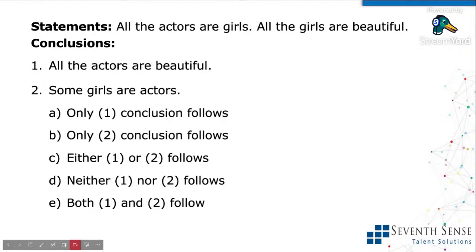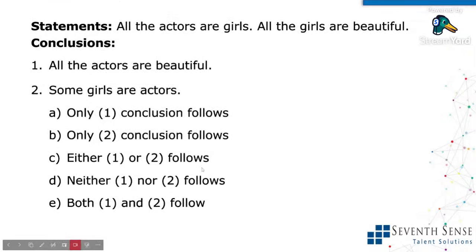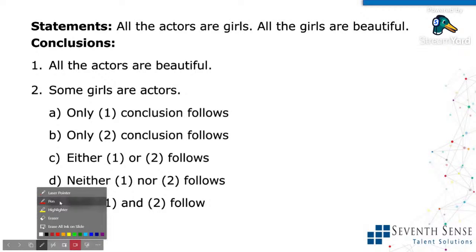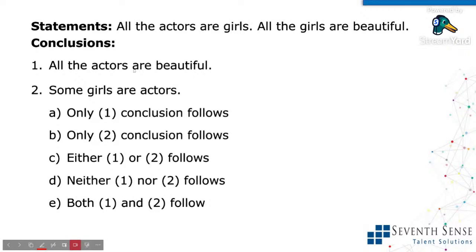Okay, guys, good. So again, you guys are going for option E. Let's see if it is option E or not. Okay. So fine. Let's check. All the actors are girls. So first thing, let me take a small thing. So it is A. All the actors are girls. So let me try to write a G.